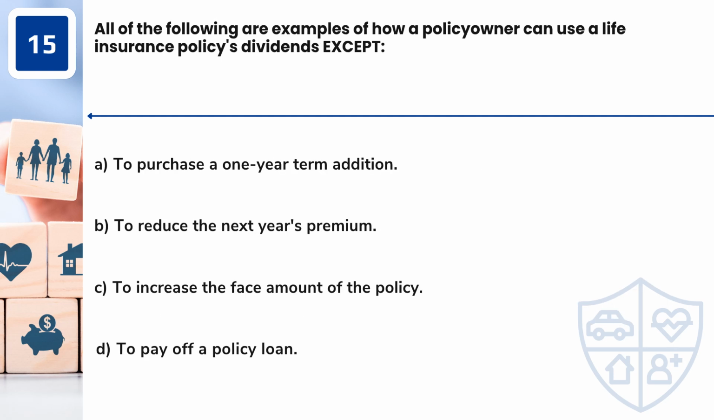Question 15. All of the following are examples of how a policy owner can use a life insurance policy's dividends except: A. To purchase a 1-year term addition. B. To reduce the next year's premium. C. To increase the face amount of the policy. D. To pay off a policy loan.